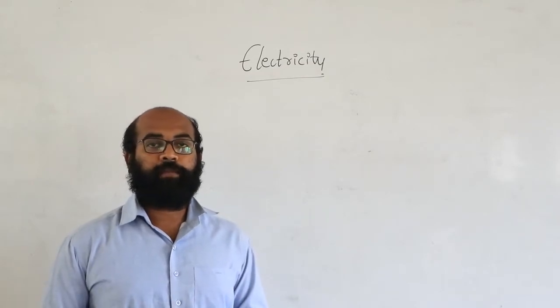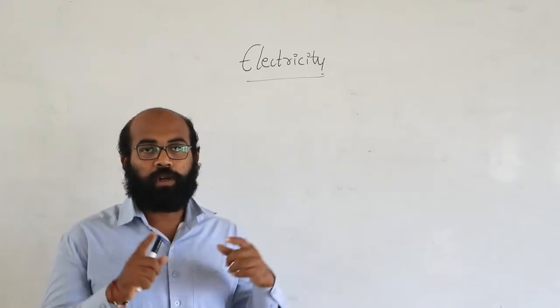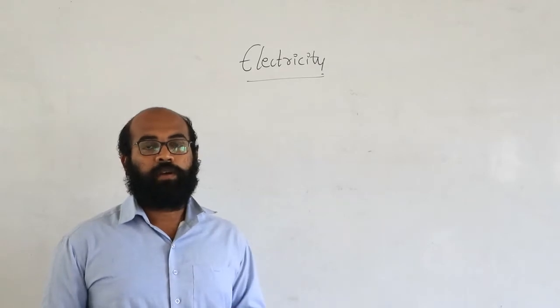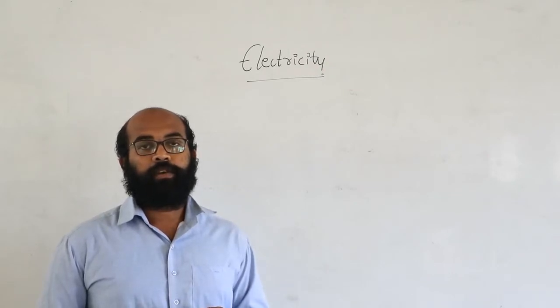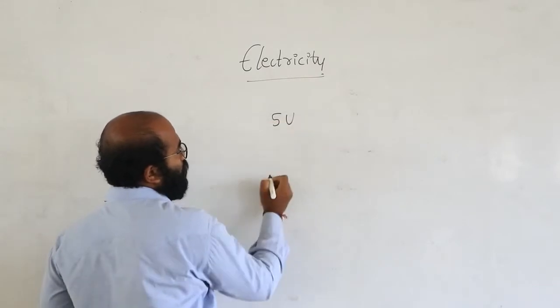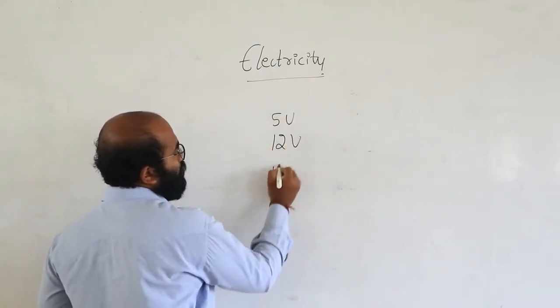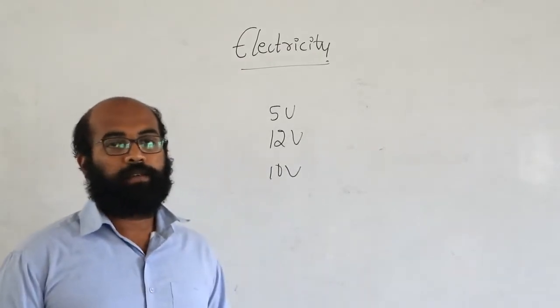When you take any battery or any cell, which is used in watches or clocks or in a TV remote, in so many places they use an electric cell or electric battery. Even in cars they use a battery. You must have seen something written like 5 volt, 12 volt, 10 volt. So what do you mean by this?